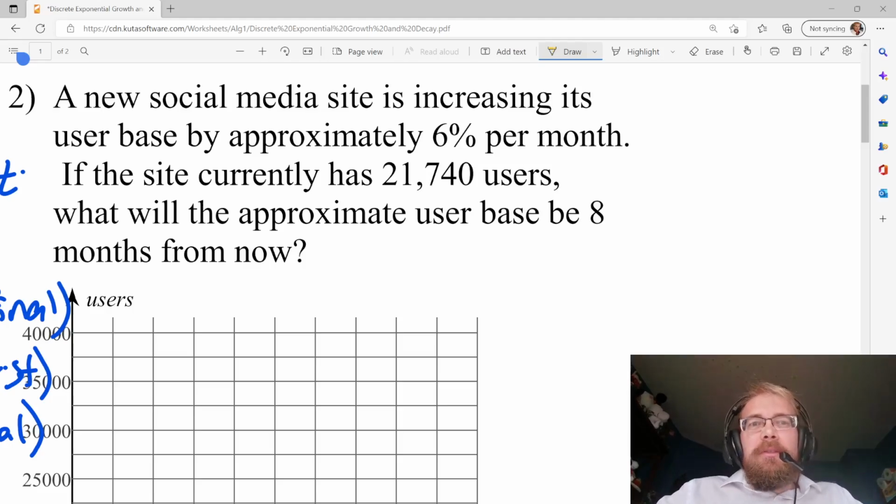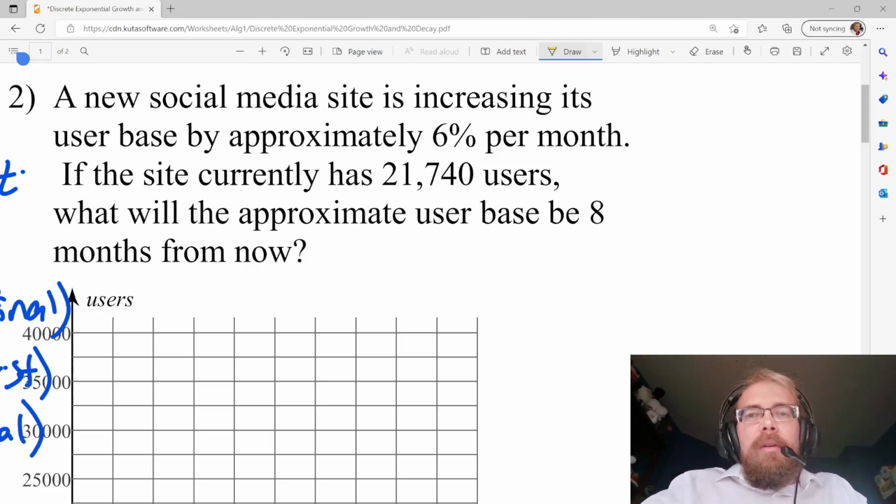A new social media site is increasing its user base by approximately 6% per month. That's good. I mean, that's exponential growth. So, hey, go for it. If the site currently has 21,740 users, which is not that many, not for a social media giant like Facebook or Instagram, what will the approximate user base be 8 months from now?